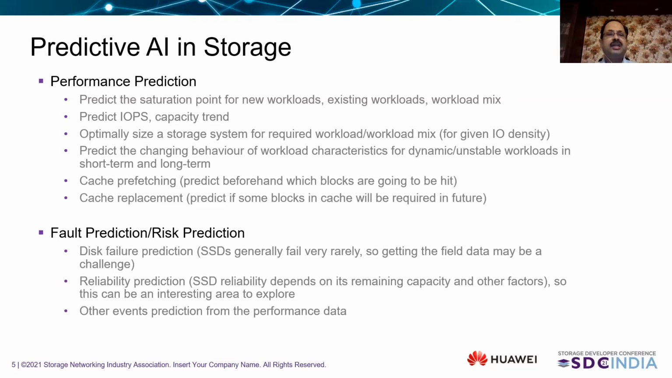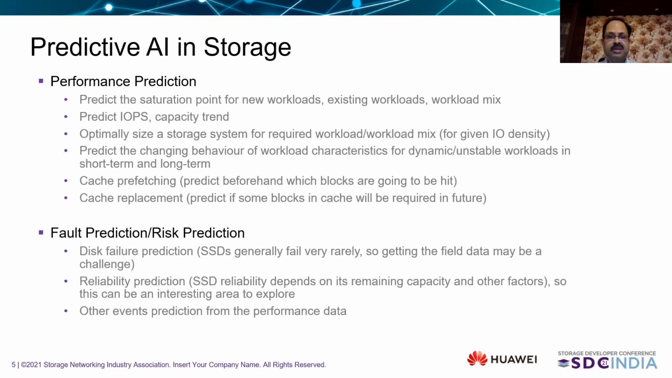So fault prediction: disk failure prediction was a classical example of fault prediction earlier, sometime back when disks were being used. Now SSDs generally fail very rarely, so getting the field data may be a challenge, but SSD failure prediction is a very widely researched area. What is the behavior and failure characteristics of SSDs, reliability prediction of SSDs, other events prediction.